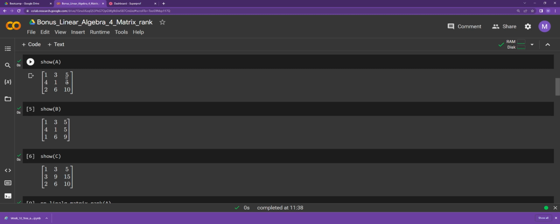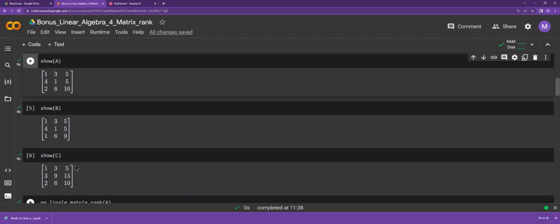How would this work? It is not always possible to see this with the naked eye, of course, but let's look at the rows this time. 1, 3, 5, 4, 1, 5, 2, 6, 10. It seems that row 1 and row 3 have a dependency, but the second row seems to be independent. So technically, the first and the third are linearly dependent, while the second one is independent from them. So we have a rank of 2 in this matrix.